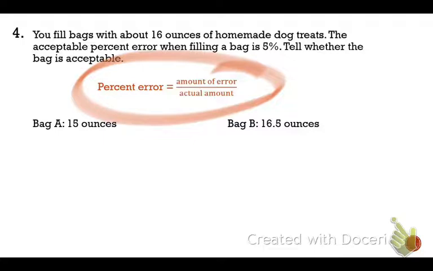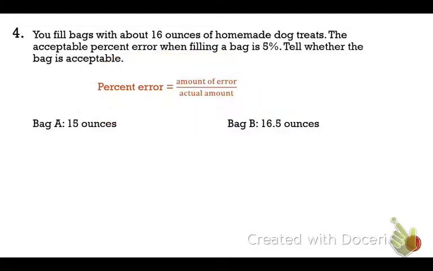Do you guys know what the error would be? If it was supposed to be 16, but I did 15, what's the error? The error is 1. How'd you get 1? It's 1 down. You subtract it. So take the amount it was supposed to be minus what it actually was, and divide it by, as it says here, the actual amount it was supposed to be. Guys, how many ounces was it supposed to be? 16 ounces. So divided by 16.